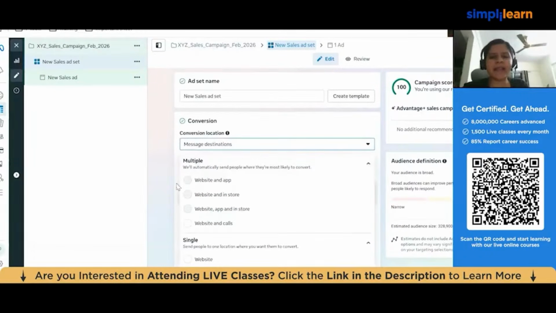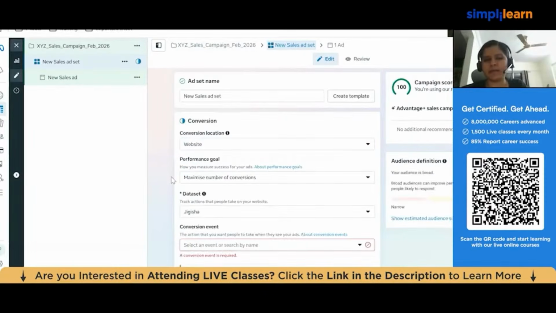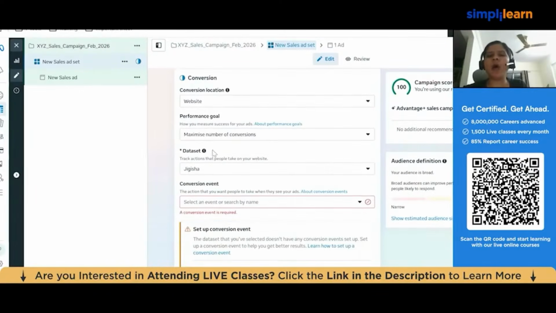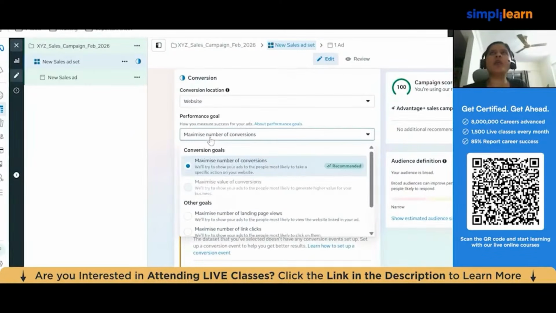As I told you, it's not necessary that you have to take the user to the website. You can take them to an app as well, you can take them to your messenger as well, you can give them a call number as well. But the most popular one is website. So conversion location is, once they click on your ad, where would you take them to. Performance goal is what you want to achieve by running this ad, as I mentioned.